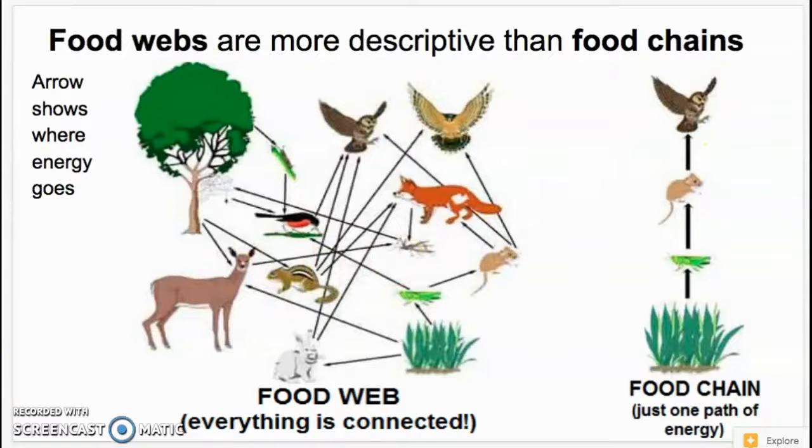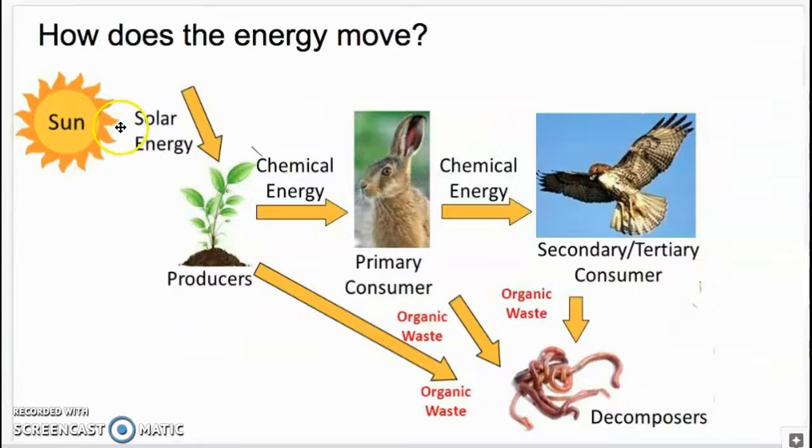Just showing you this again, we have the sun. Solar energy is captured by the producer, the plant. This chemical energy goes to the primary consumer. When it's eaten, it'll go to the secondary or tertiary consumer, and then all of that organic waste can go to the decomposer in the end.